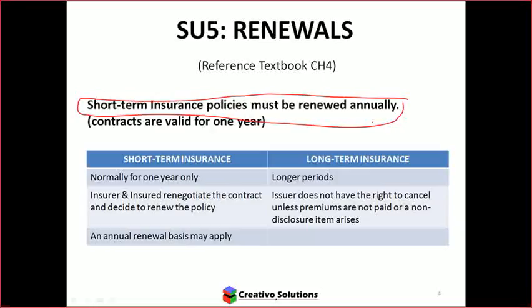Okay, here's the question. Can you change car insurance companies every month if you wanted to? You can, possibly. You can, actually, yeah. With short-term insurance, it's short-term. It's like buying groceries. You don't have to buy from the same store every month. Every month you can buy from a different store if you wanted to. And that's what insurance is. It's just a product. It's a financial product. So the annual renewal basis can apply. See, there's the word, it may apply. So you could possibly have that as part of your policy. So then it's almost, in inverted commas, like an automatic renewal.